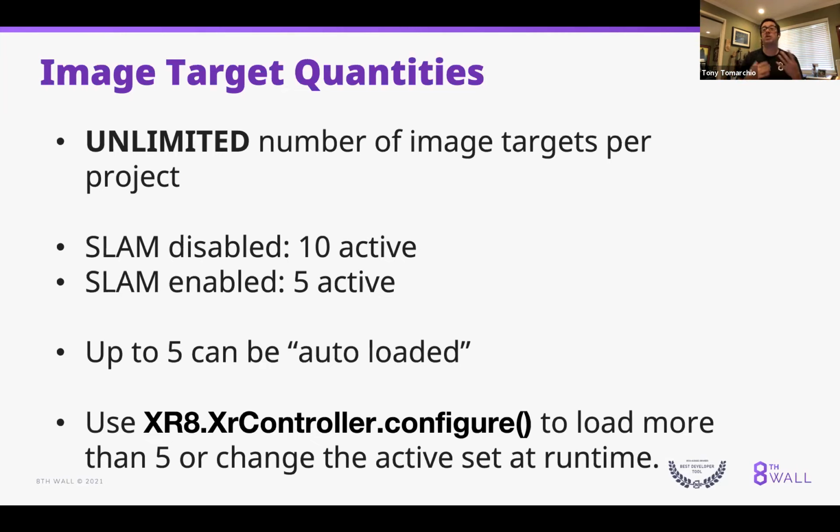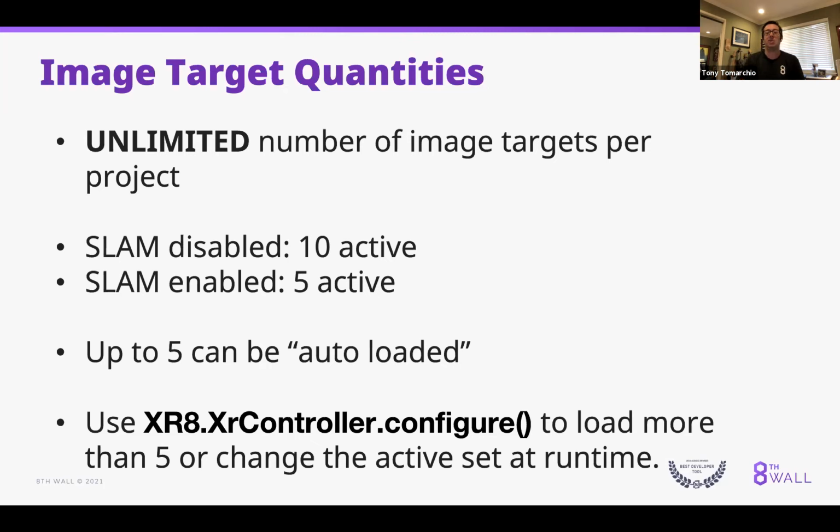Now, if you're doing both image tracking and SLAM tracking, or world tracking, whatever you want to call it, then you can only have 5 active image targets. You can also specify up to 5 image targets that are what we call auto-loaded, meaning when the WebAR experience begins, those up to 5 image targets will be active and ready to go right off the bat. No need for you to do anything special or different to activate those.